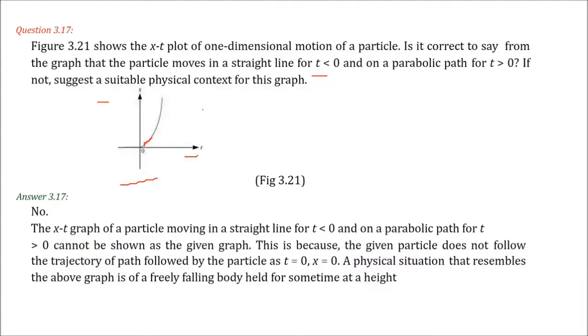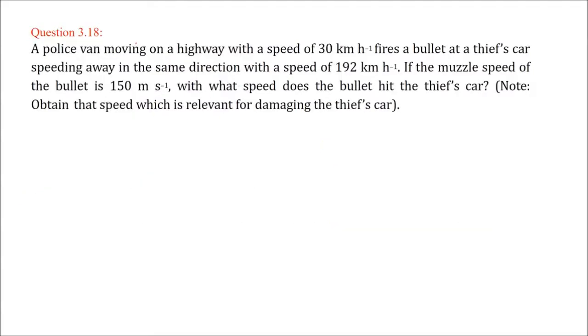The answer is outright no. The x-t graph of a particle moving in a straight line for time less than 0 and on a parabolic path like this for t greater than 0 cannot be shown like this. Why? Because this is not the trajectory or path followed by the particle, which is at t equal to 0, x equal to 0. And a physical situation which resembles this is an object falling freely from a certain height.